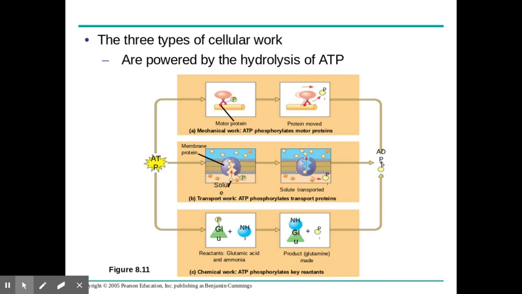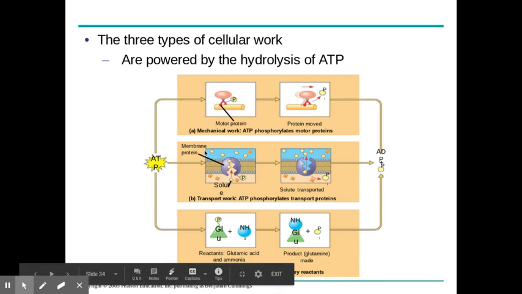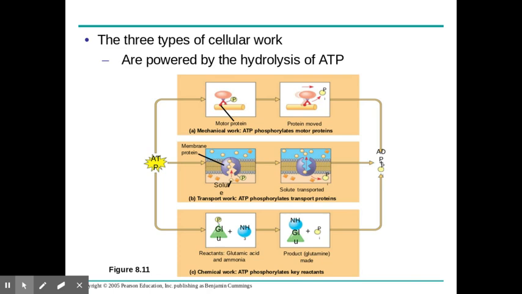And those are the 3 that I went through a couple slides ago. So that first one, mechanical work. This is a muscle movement. So we have a motor protein that's going to be phosphorylated by that ATP, and then it can move. So you can see this part, it moved along there. How did it do that? By being phosphorylated. ATP provided the energy to do that.